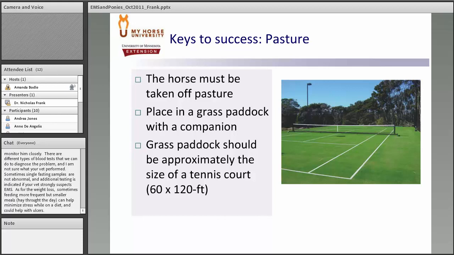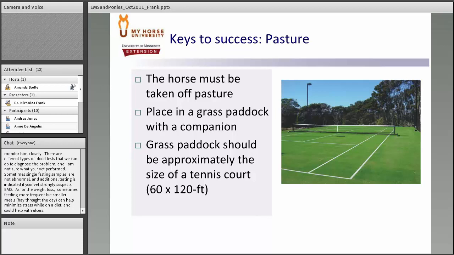How small? Usually around the size of a tennis court, one tennis court to two tennis courts, depending on how many animals are being turned out together. It's ideal to have the animal go out with a companion. If there is a companion, the animal's more likely to exercise, and that's going to help rather than the horse or pony standing around not exercising and having more problems in terms of its general welfare.